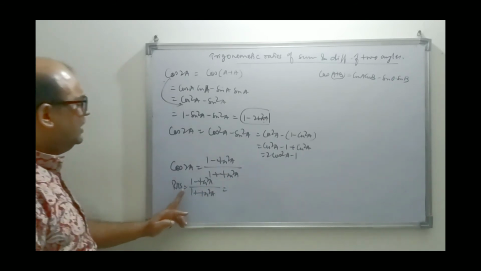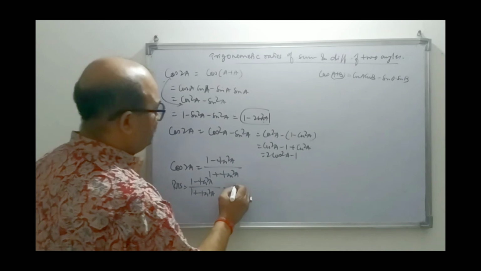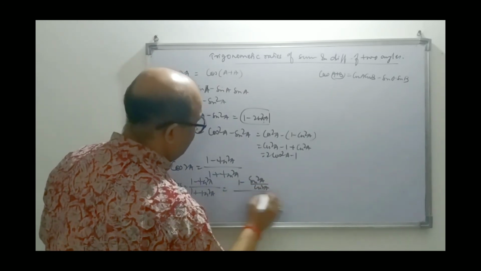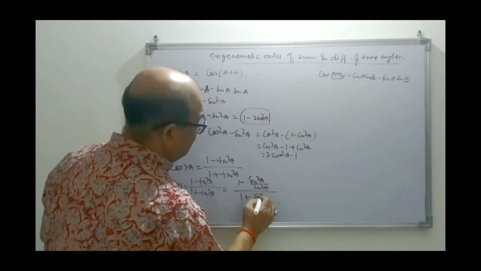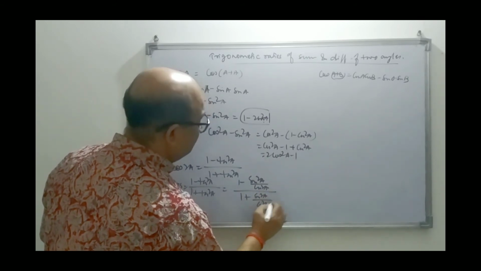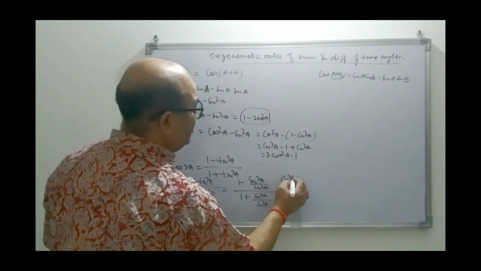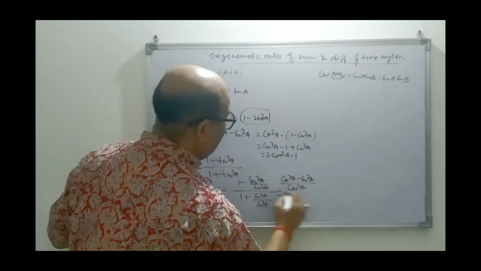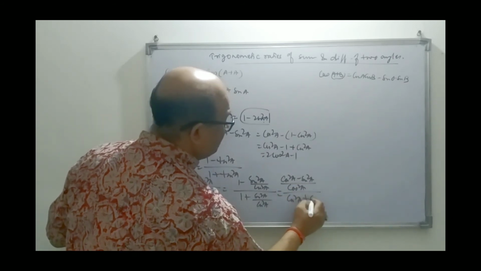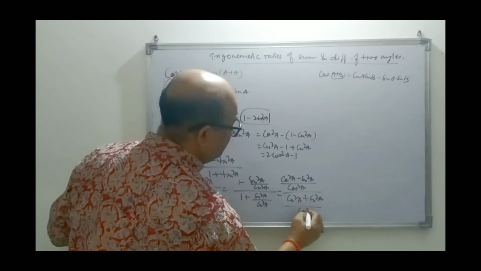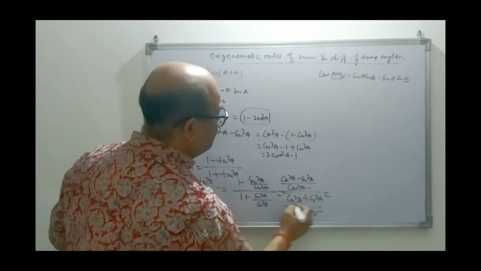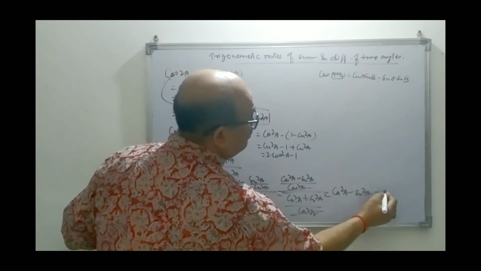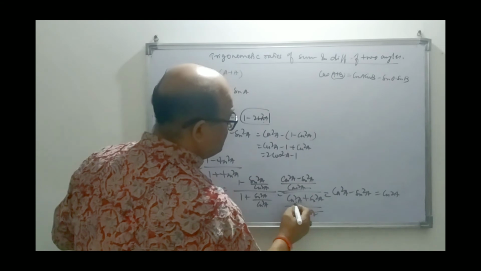See, this can be written as 1 minus sin square A upon cos square A, and the denominator as 1 plus sin square A upon cos square A. That is cos square A minus sin square A upon cos square A, and cos square A plus sin square A upon cos square A. Same denominator, cancel. This is 1, and this is cos square A minus sin square A, which is cos 2A.